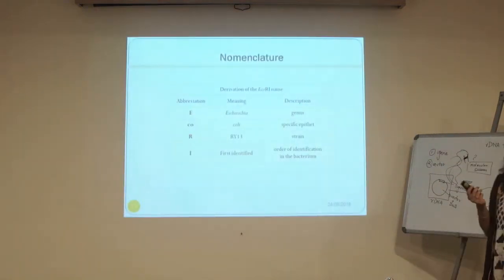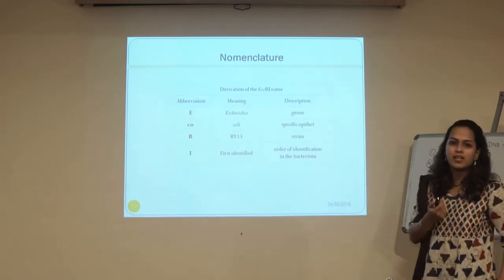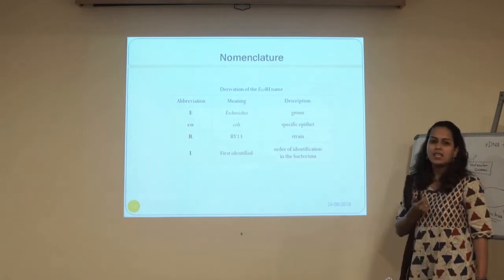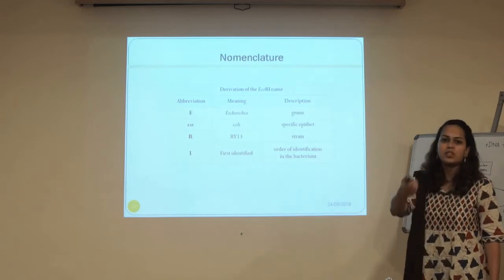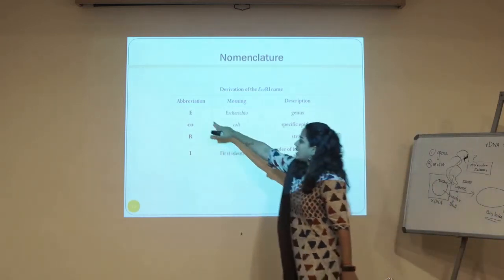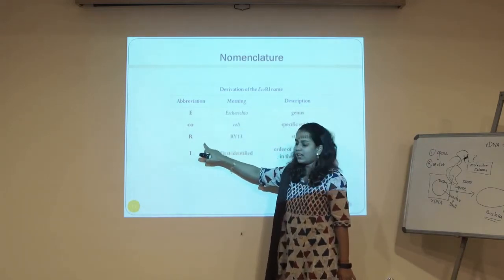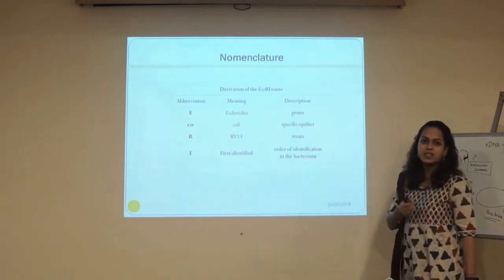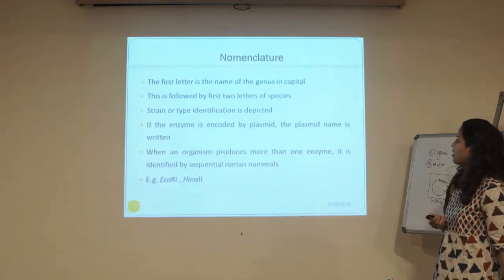So this is the nomenclature by which you give names to your restriction endonucleases. So the example here is EcoR1. It indicates that the restriction endonuclease is obtained from E. coli, from the R strain, and it was the first that was identified. So this is the nomenclature for restriction endonucleases.